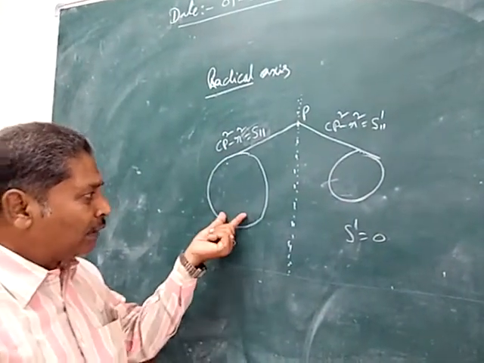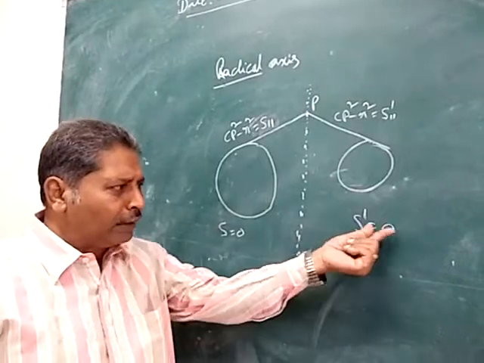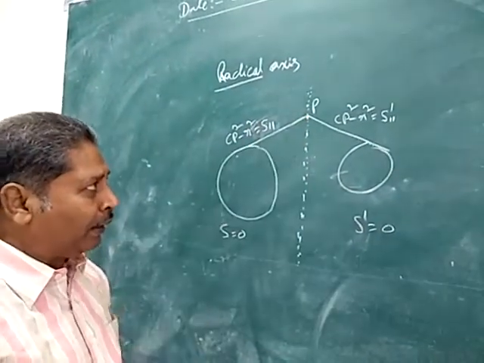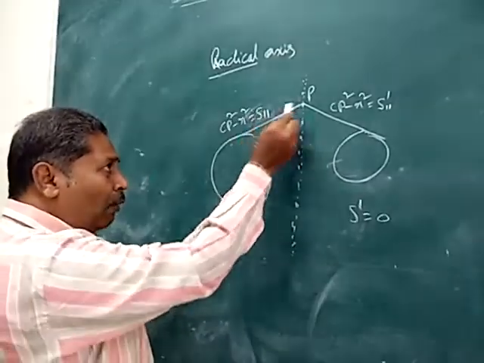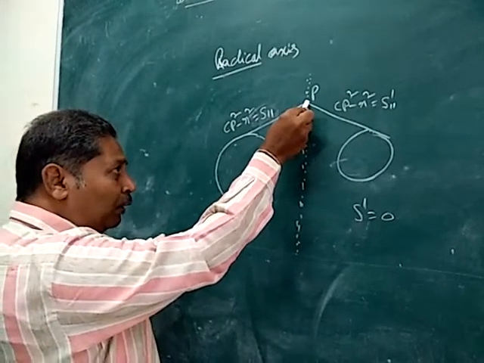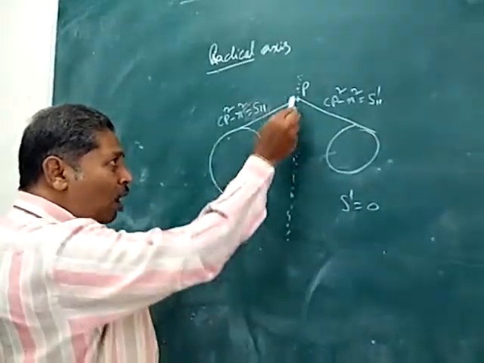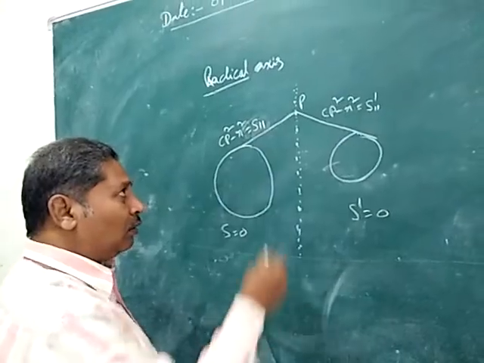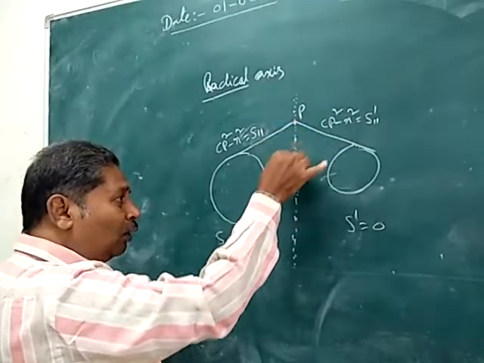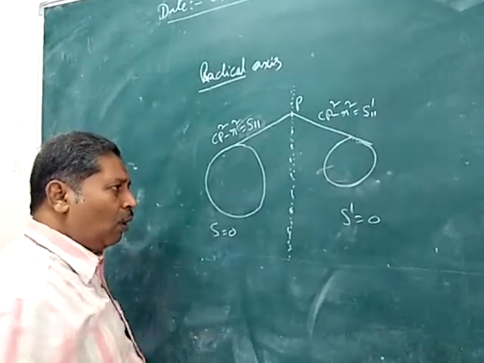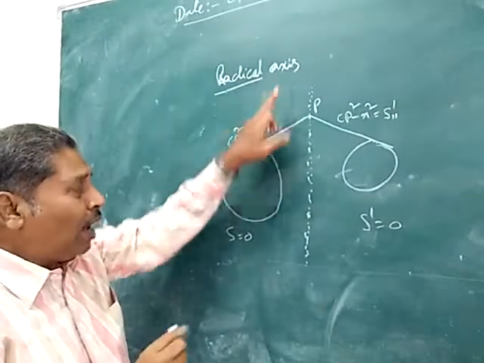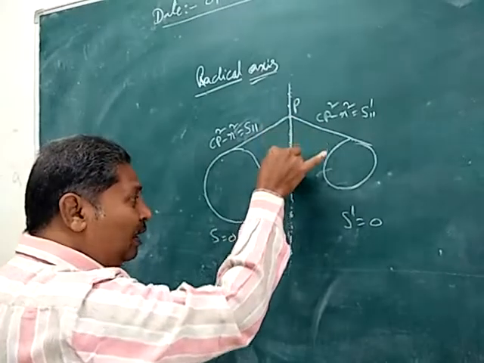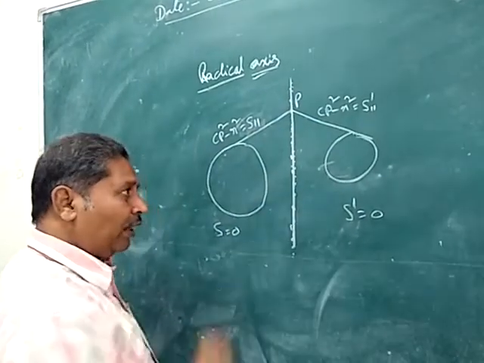Again, S equals 0, S dash equals 0 are two circles. P is a point. The powers of the point from P to S equals 0 and P to S dash equals 0 are equal. Then the locus of the point P is called a radical axis. This radical axis is nothing but a straight line.